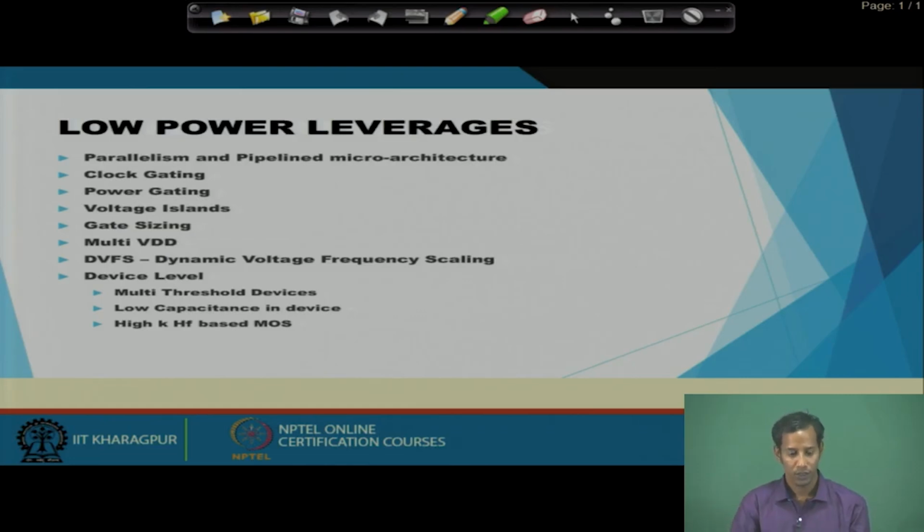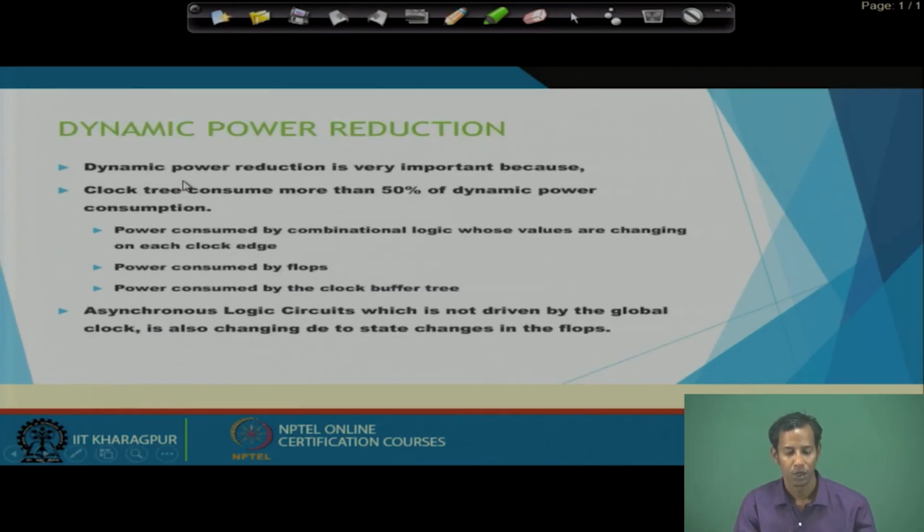Okay. So, multi VDD and gate sizing are circuit level power reduction techniques, whereas parallelism, pipelining, and clock gating are system level power reduction techniques that we can apply. Now, dynamic power reduction.